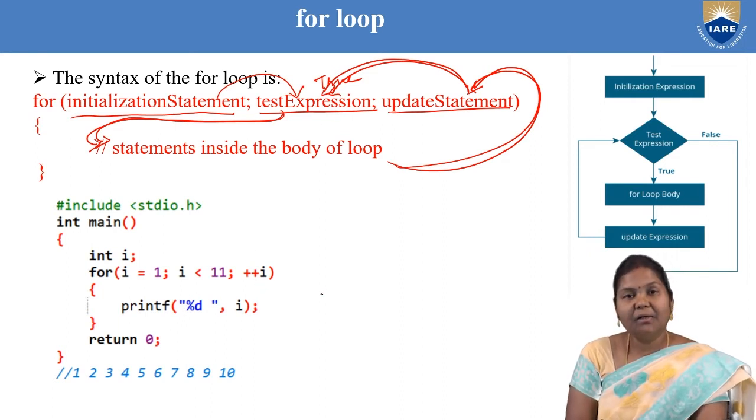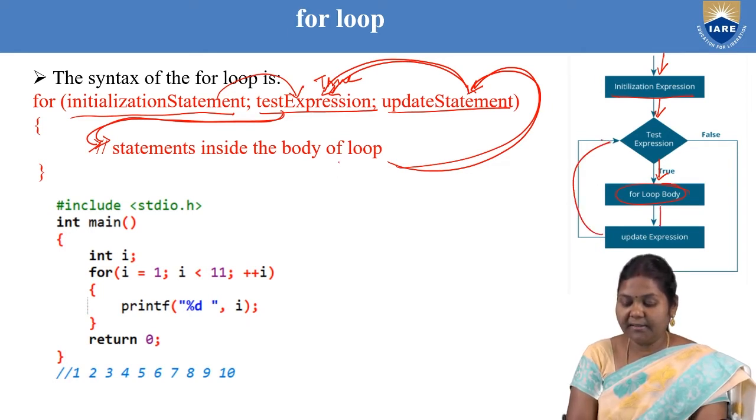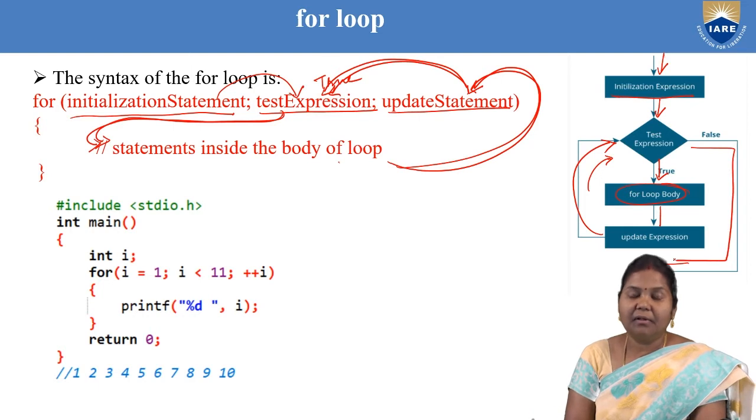So let us understand through the flow diagram. The first step in the for loop is initializing the expression. Then test the condition. If the condition is true, the body of the loop is executed, and then you update and again test the condition. Every time the condition is true, it will execute the body and update your looping variable. This process is repeated while the condition is true. When the condition becomes false, it will come out of the for loop.